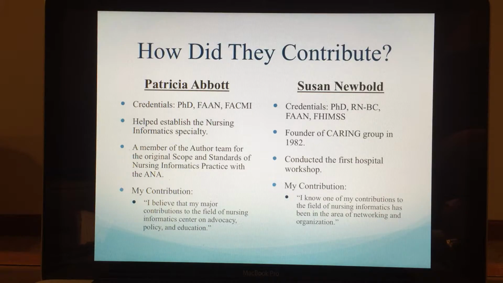Susan Newbold has her PhD and also belongs to the FAAN and FHIMSS, which stands for Fellow Healthcare Information Management System Society. Susan founded Caring, which is a large geographically dispersed nursing informatics group, back in 1982. She then went on and conducted the first hospital workshop in 1983 called Computers in Nursing Practice.